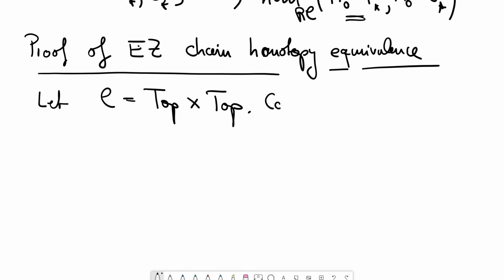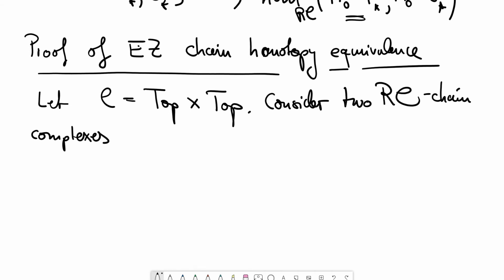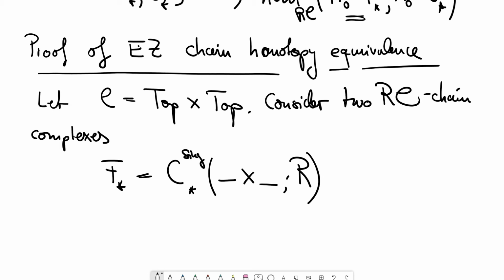And I consider two RC chain complexes. Not to be confused with the category Top 2, right? Exactly. Consider two RC chain complexes, namely chain complexes that appear in the Eilenberg-Zilber theorem. The first one I call F star. It's the singular chain complex, but now as a functor in two variables. So now it's a functor from C to R modules.